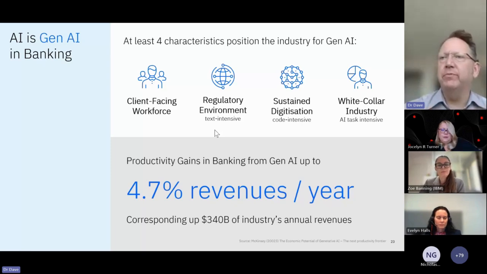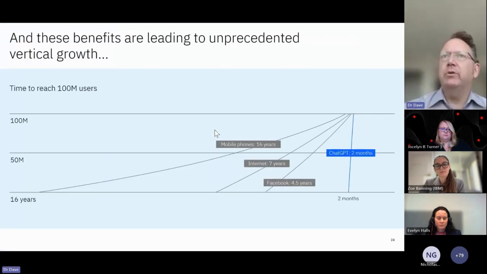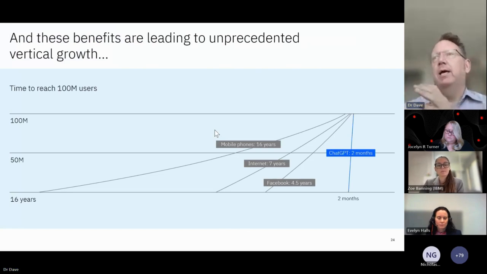So the benefits in terms of GenAI that have been quoted by a lot of the analysts are quite significant, and therefore you're seeing a lot of adoption. So much so that as a technology, ChatGPT and GenAI in general has been adopted faster than any other technology in the last 20 years, faster than the mobile phone, faster than the internet, faster than Facebook. So you're getting a technology that's being adopted by everyone very quickly.